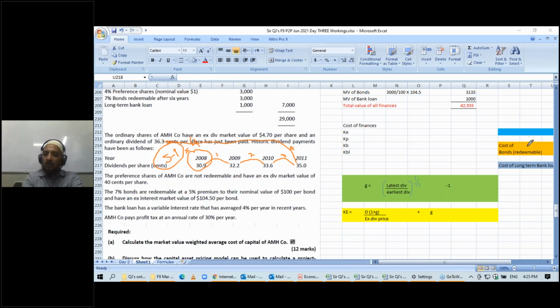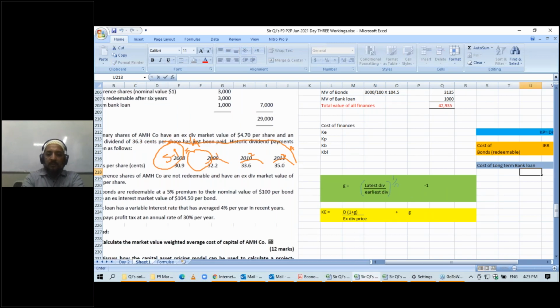So let's solve this growth rate first and then move on to the dividend growth model cost of equity formula. Okay, so the growth rate g is equal to the latest dividend, which is 36.3, divided by the earliest dividend, which is 30.9, put to the power 1 divided by 4, minus 1.